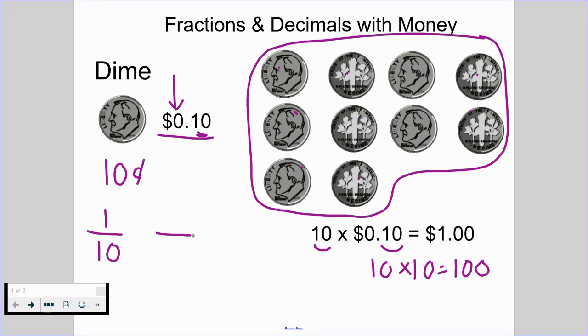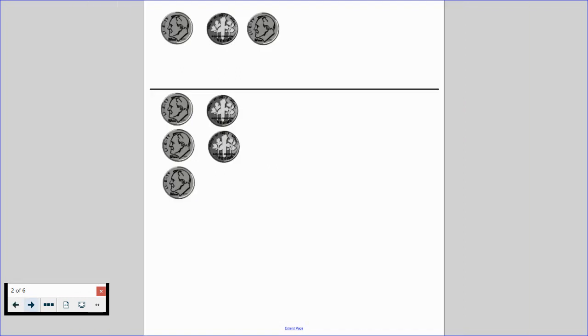The other way to think about this is there are 100 cents in the entire dollar. 1 dime is worth 10 cents. So notice how 1/10 and 10 hundredths are equivalent. You can represent a dime, 10 cents, as 1 out of the 10 dimes that it would take to make up the whole dollar, or 1/10, or 10 out of the 100 cents that you would need to make up the whole dollar. So when you're thinking about converting tenths to hundredths, think in terms of money. It works the same way with pennies.